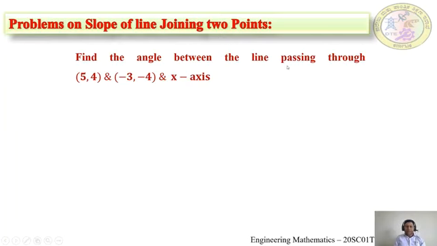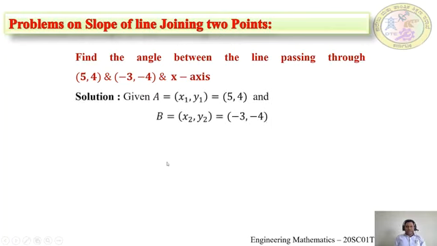We have to find the angle. They have given two points, passing through (5, 4) and (-3, -4), and they have given the x axis. So we have to find the angle here. Okay, so first we have to write what are the things they are given. You already know how to write this.